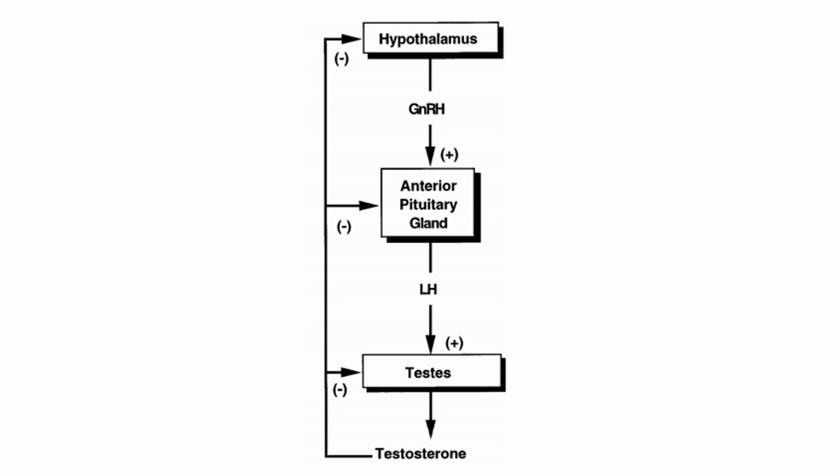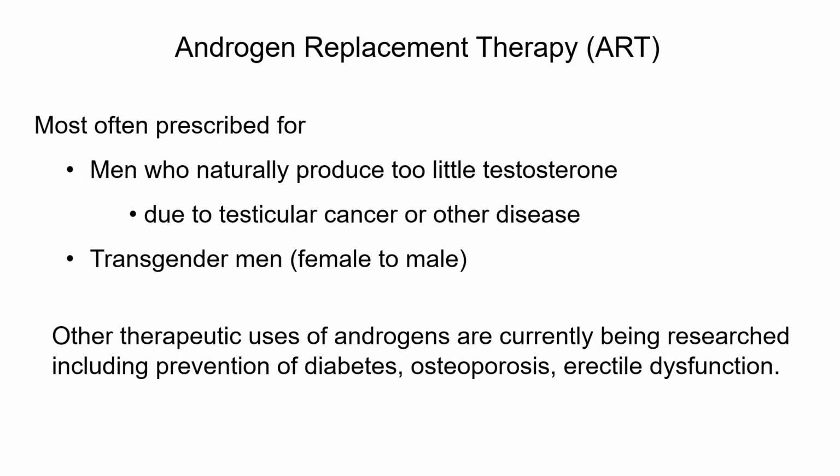And then notice those horizontal arrows in this diagram. Circulating levels of testosterone influence testosterone secretion through these negative feedback mechanisms. So a high circulating level of testosterone will feed back onto the testes, will feed back onto the anterior pituitary gland, and will feed back onto the hypothalamus. In men who produce too little testosterone, androgen replacement therapy might be prescribed. So this is to augment their circulating levels of androgens.